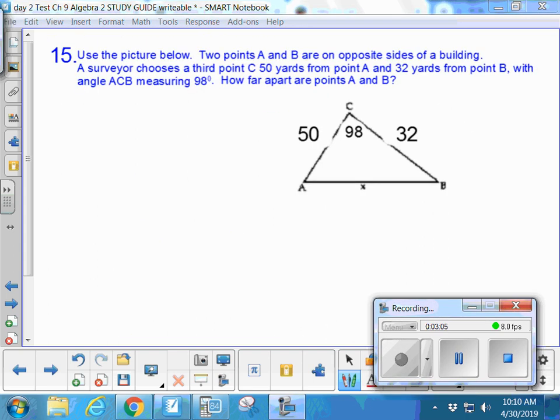Alright, so we got this little diagram. It says points A and B are on opposite sides of the building. A surveyor chooses a third point C, 50 yards from point A, 32 yards from point B, with angle ACB measuring 98. So they've already drawn the diagram. That's kind of nice. We need to find how far apart points A and B are. So it's already labeled. Are you thinking sine, cosine, tangent, law of sines, or law of cosines? Law of cosines, because there's no complete partners.